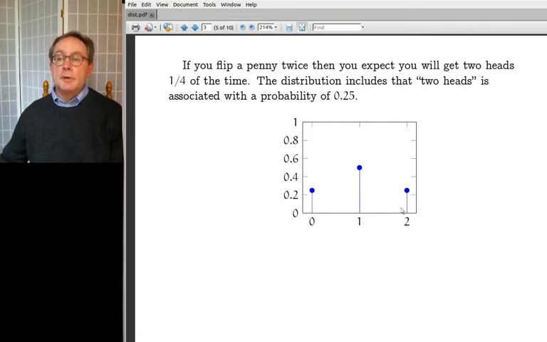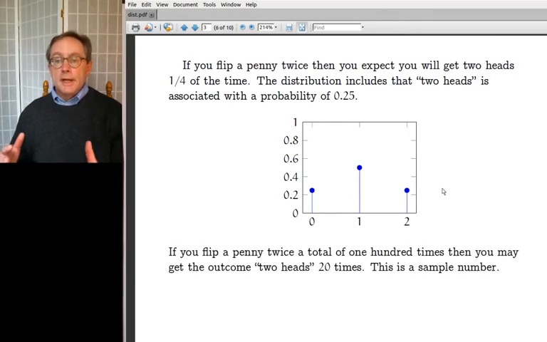2 heads happen one time out of 4, 25% of the time, 0.25. 0 heads happen one time out of 4, 0.25. 1 head out of the 2 flips happened 2 times out of 4. So what we're seeing then is that a distribution doesn't mean all things are equal. A distribution can have high spots or low spots where some things are more or less likely.